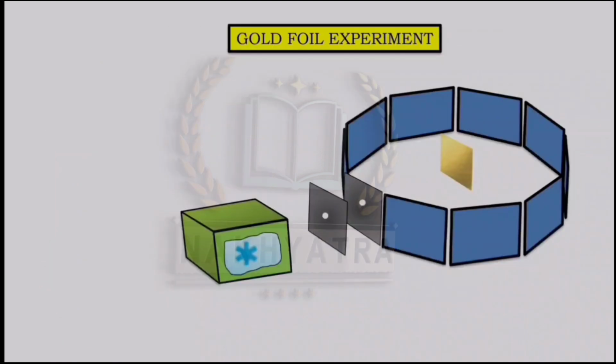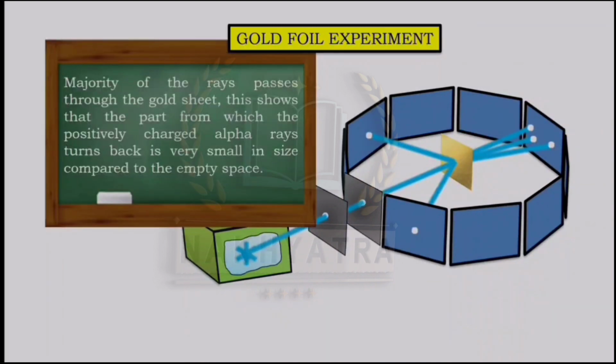Clear everyone? Now see here, some rays are turning back while some rays are passing through the gold foil. The majority of the rays pass through the gold foil. Can you see it? This shows that the part from which the positively charged alpha rays turn back is very small in size compared to the empty space.